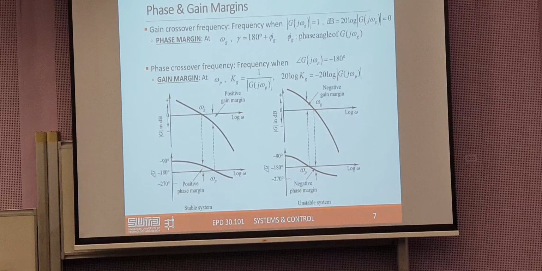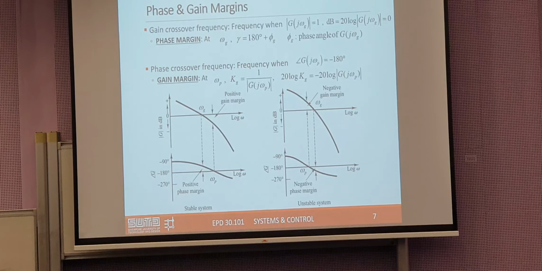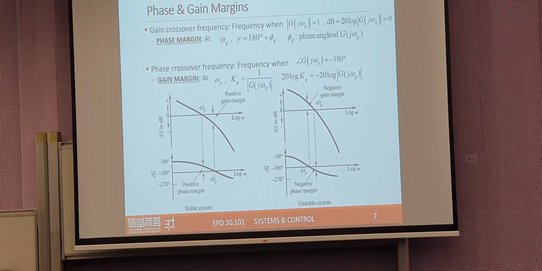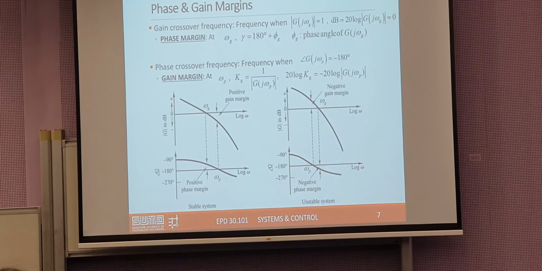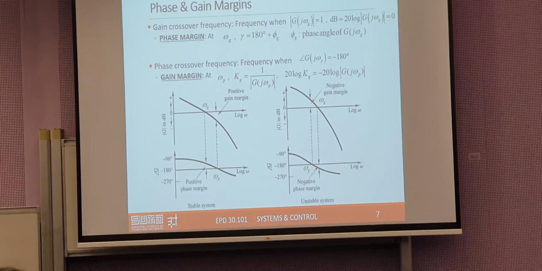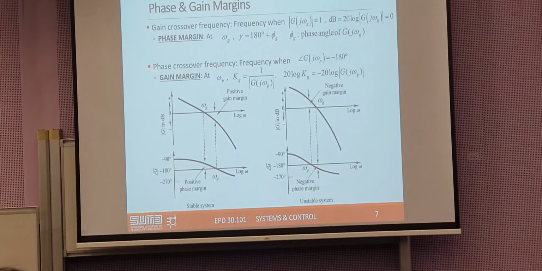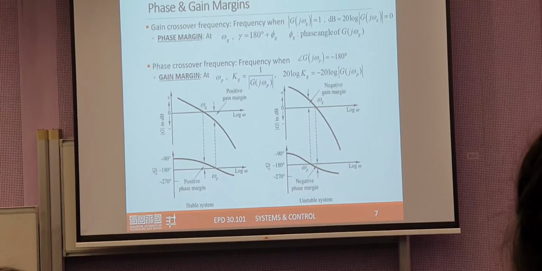Okay, the question is about multiple intersects or what if it doesn't intersect. Later, we will go through that. Any other questions? I just want to make sure that for any system, you can try to determine what the gain margin and phase margin are. That's more important right now. It's actually a visual way.